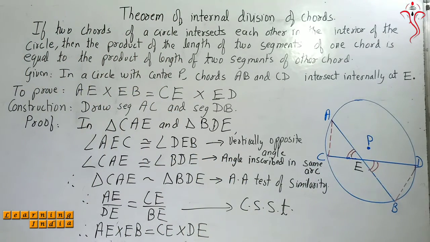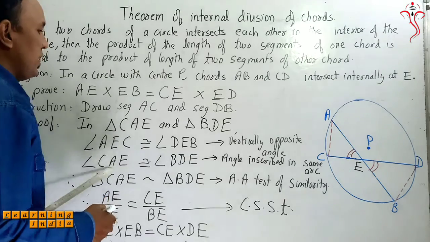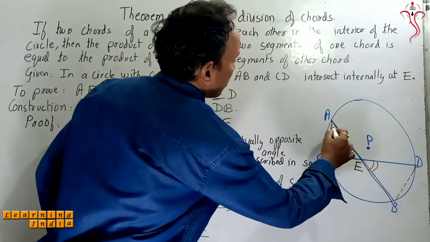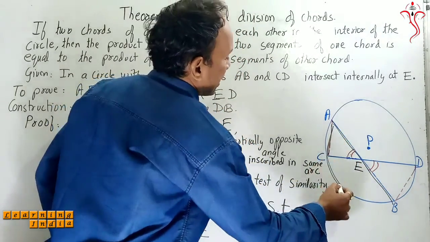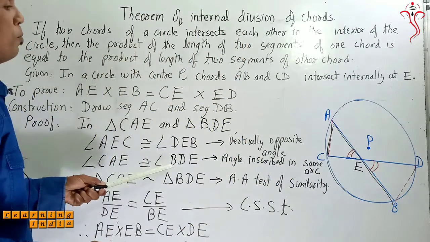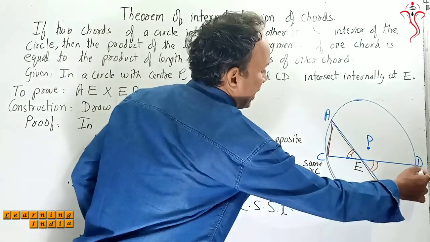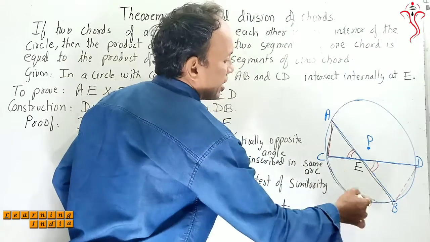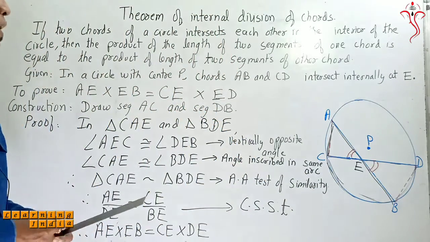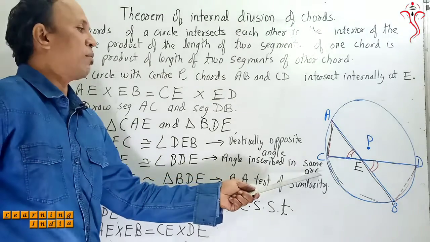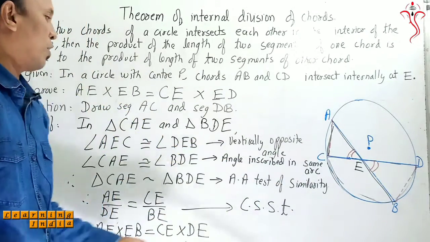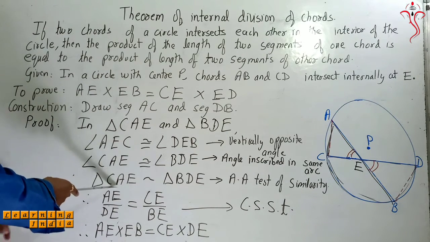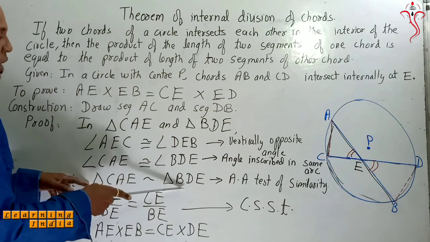If you see the diagram properly, what are we getting here? Look at angle CAE. The arc is CB. And for BDE also, if we extend it till here, we are getting the arc BC. So we can write the reason: angles inscribed in the same arc. Correct? We can write it this way. Now we can write that triangle CAE is similar to triangle BDE.